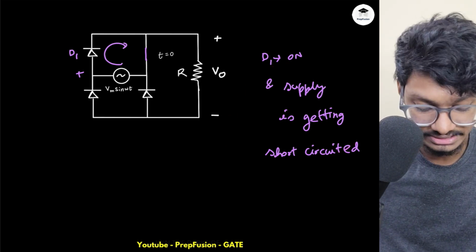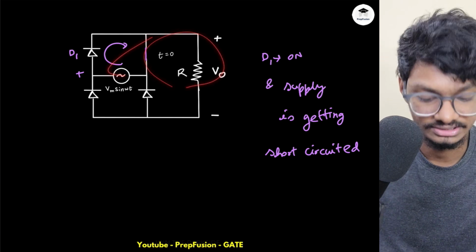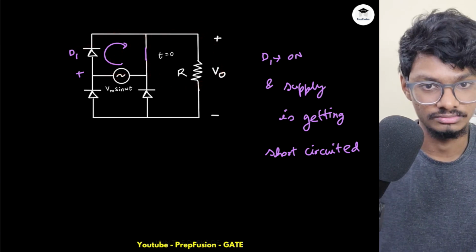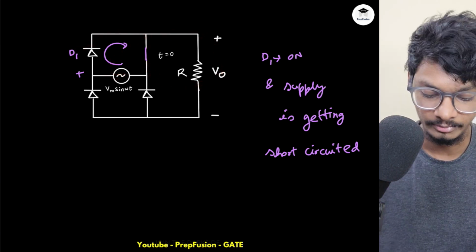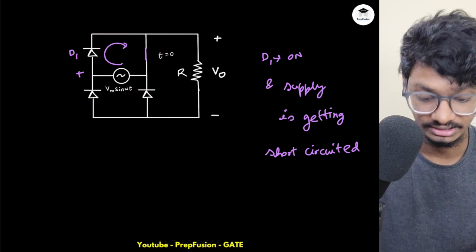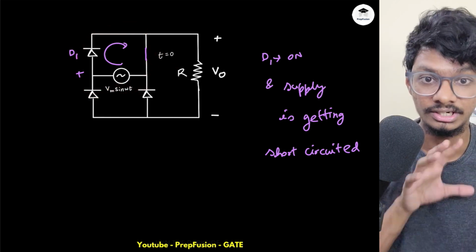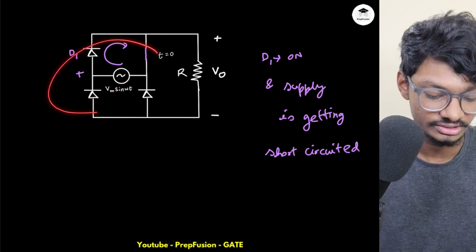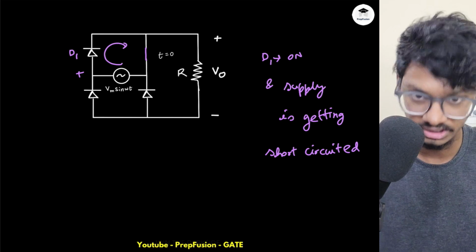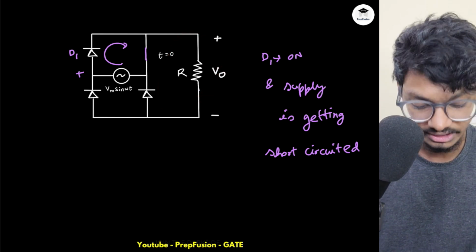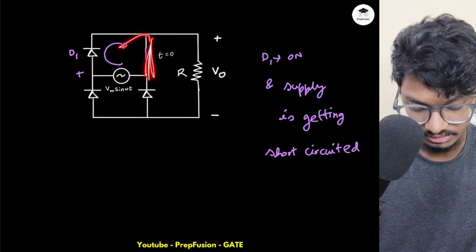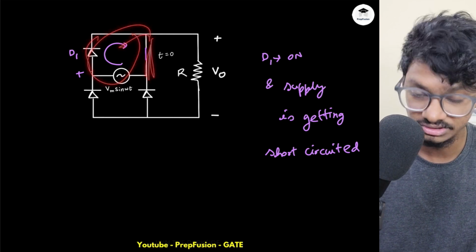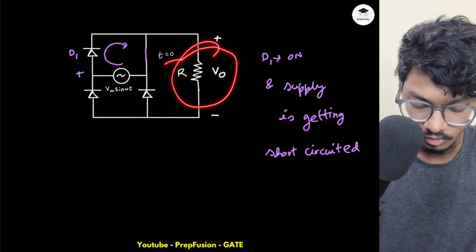That means no current flows through anything else. The supply is getting short circuited. That is very dangerous. This is also a type of fault. These types of circuits we should not design. This condition should never be present in our circuit for the circuit to be stable. This circuit is becoming unstable because the supply has been short circuited. If the supply has been short circuited, then no current flows through this, because these two points are shorted and this is on. So no current will flow through this.